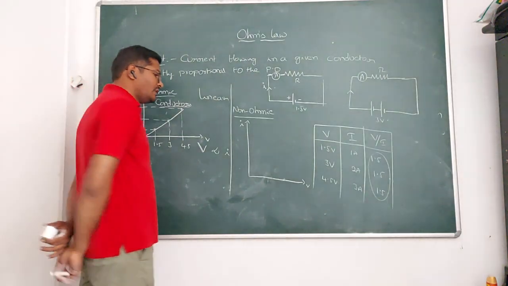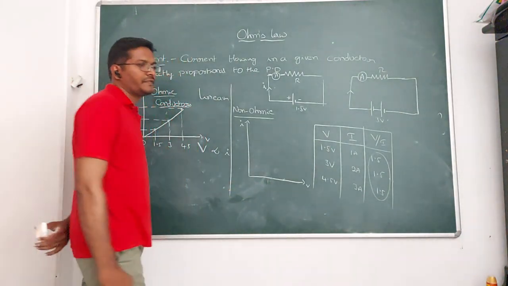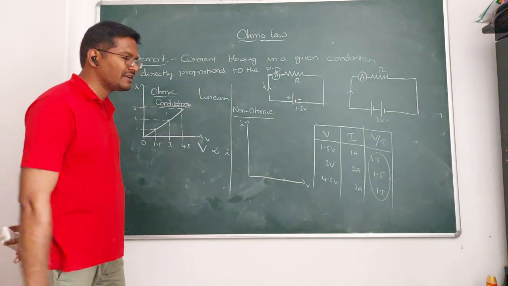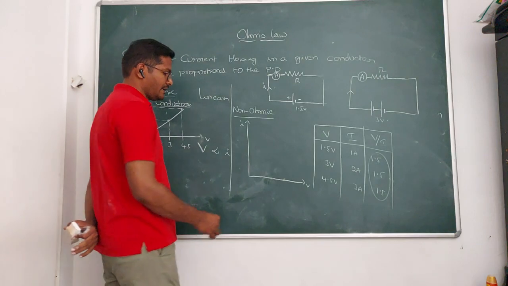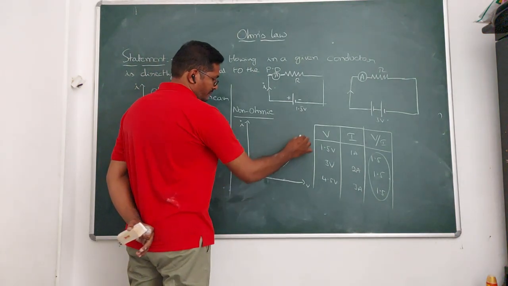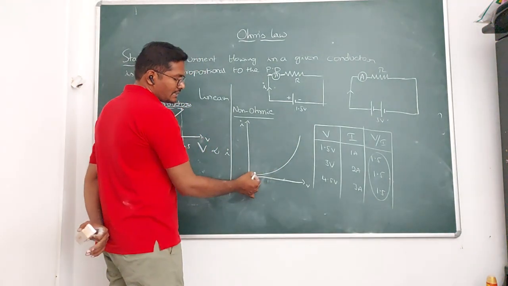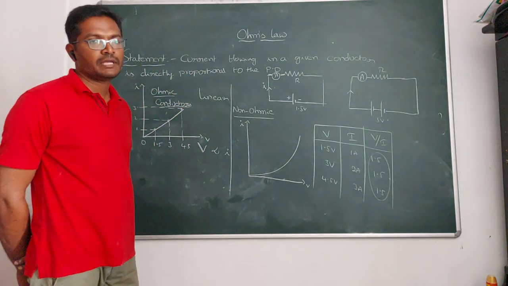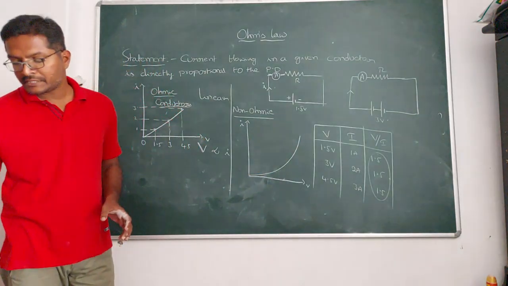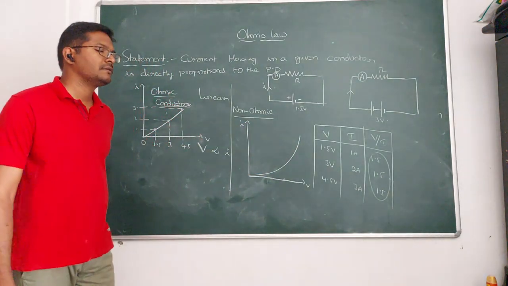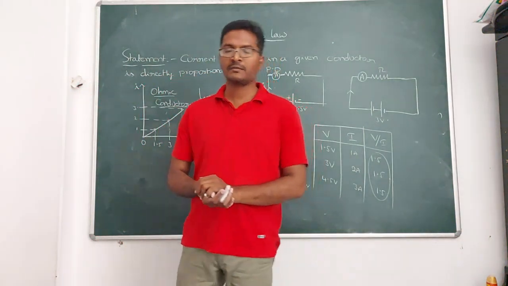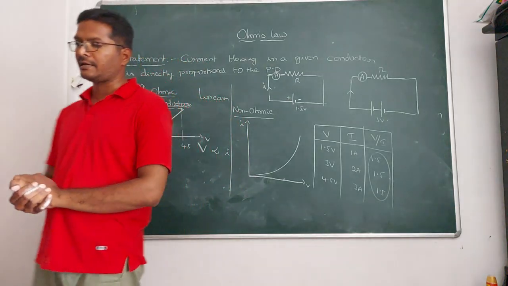As the voltage increases, at first the current is not going to increase, so you may get a different graph, like this. Even as the voltage increases, at first the current is not going to increase. After that, the current increases rapidly. This is about non-ohmic conductors, which do not obey Ohm's law. Examples are semiconductors and gaseous conductors.